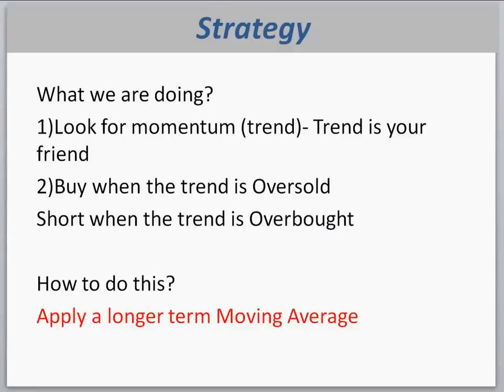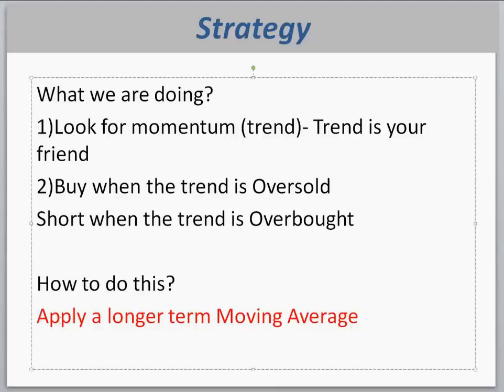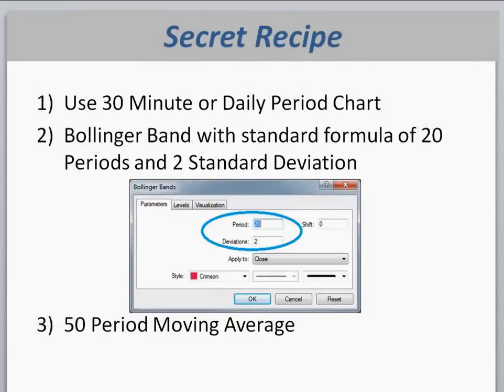This sounds a little strange. You want to go with the trend. You want to be buying something that's strong even though it's weaker. So is it strong or is it weaker? So how does that work? How to do this, we're going to apply a longer term moving average. Okay, so let's just bring up our chart over here.